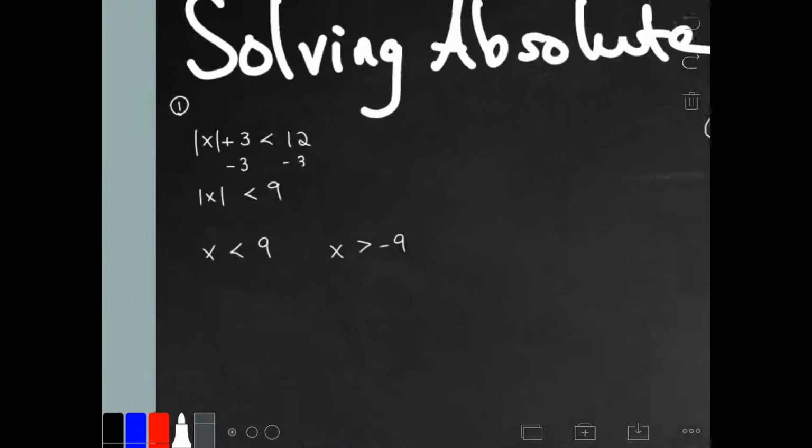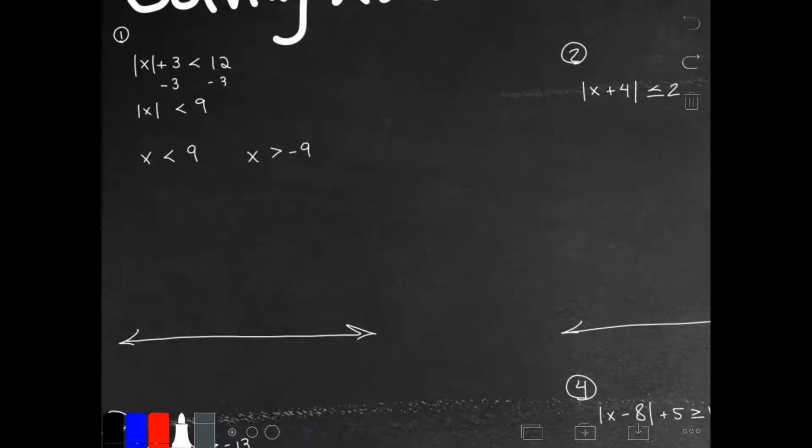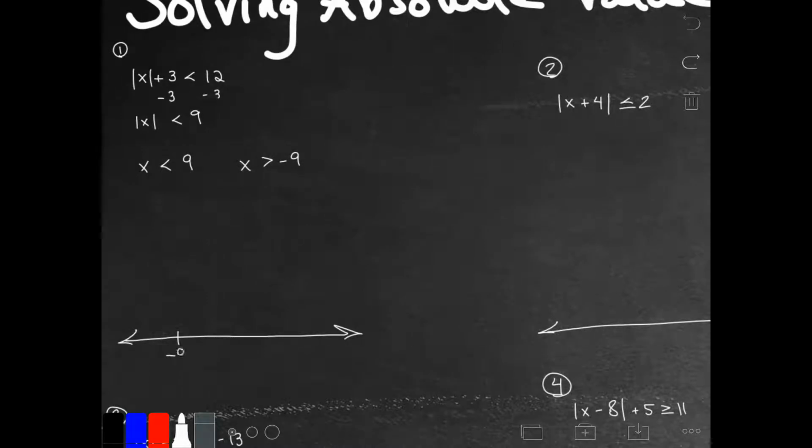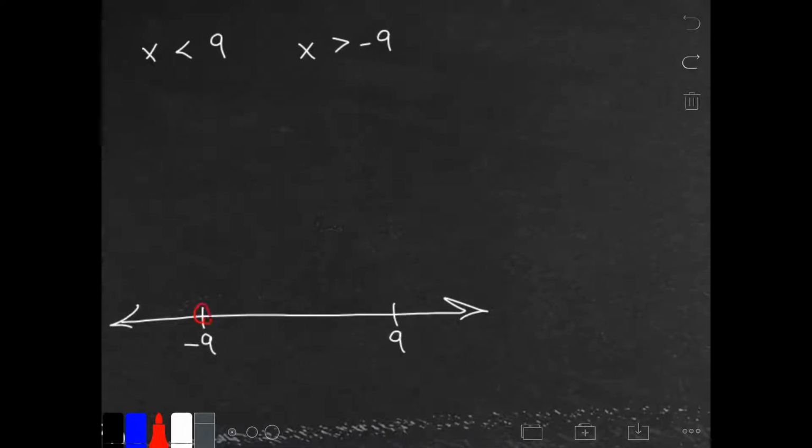I'm going to go ahead and graph those. So I'll zoom out a little bit here. And what is this going to look like? Well, the smaller number is negative 9, and the larger is positive 9. We're going to graph both of these. So greater than negative 9, greater than, it's going to be open, shaded to the right. And for our other simple inequality, we have x is less than 9, so less than, that's open, shaded to the left.